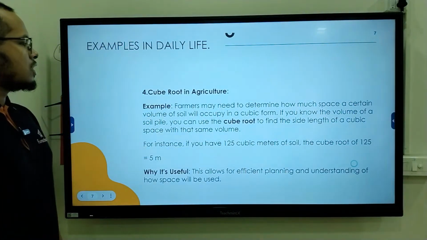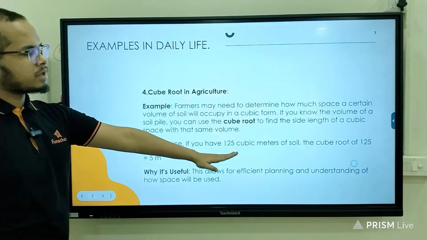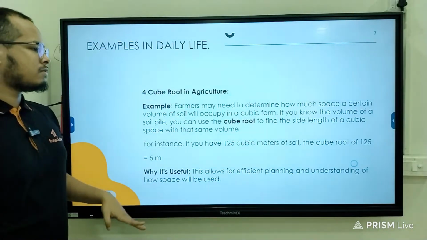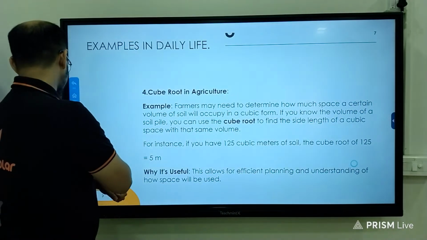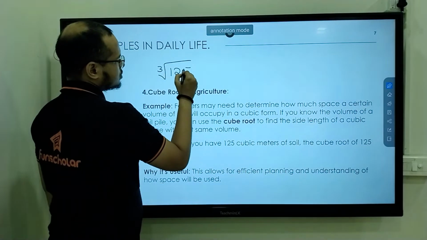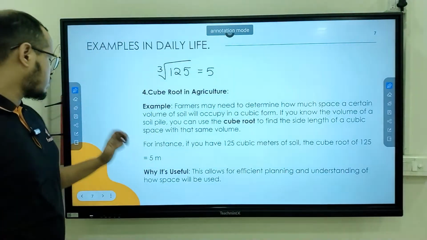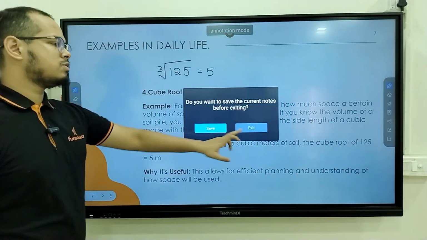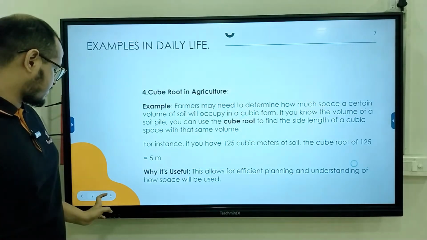Let's move forward. Cube root in agriculture, same thing. If you have 125 cubic meters of soil, the cube root of 125 is going to be nothing but 5. What a cube root is, and everything about the basic concepts, will all be covered in this chapter. These are just examples of why we need this in daily life.